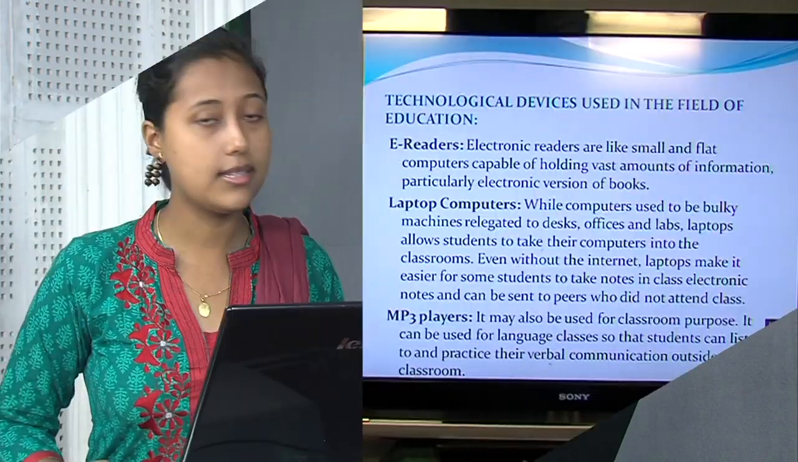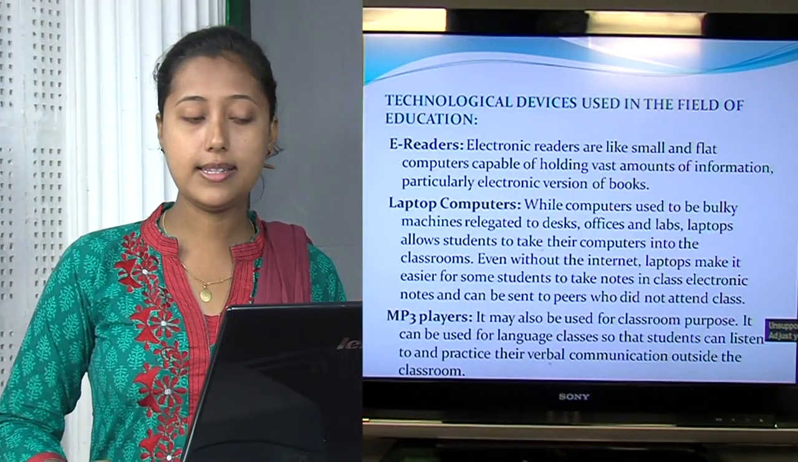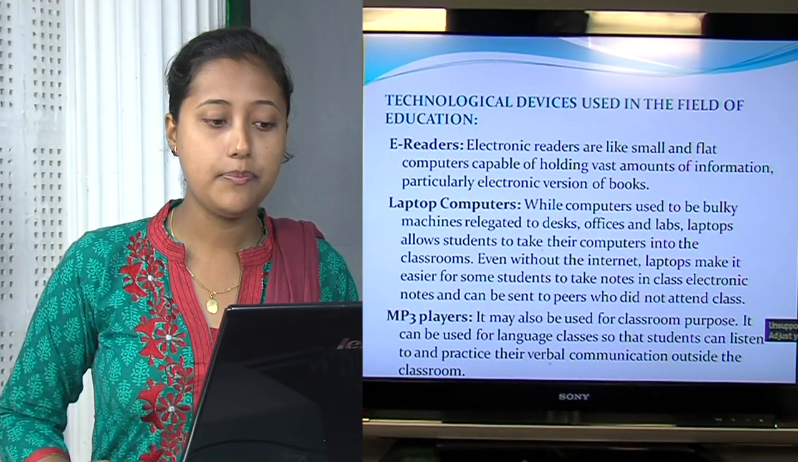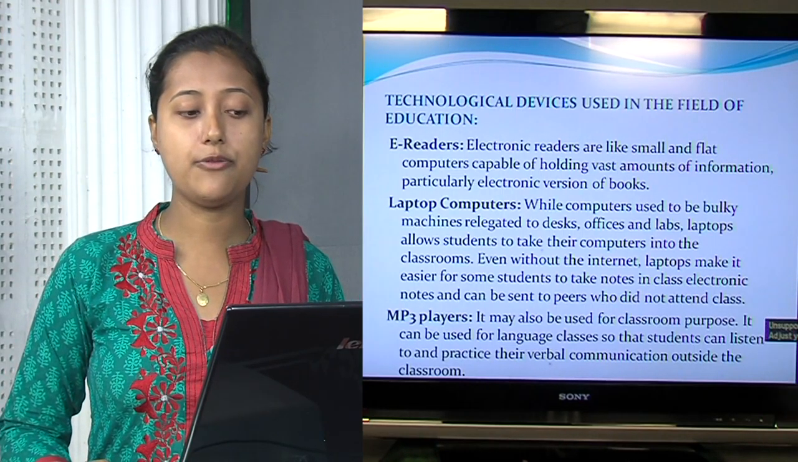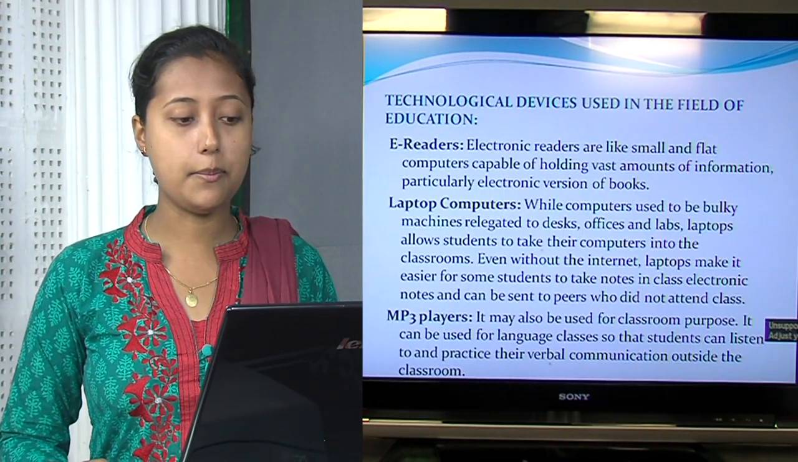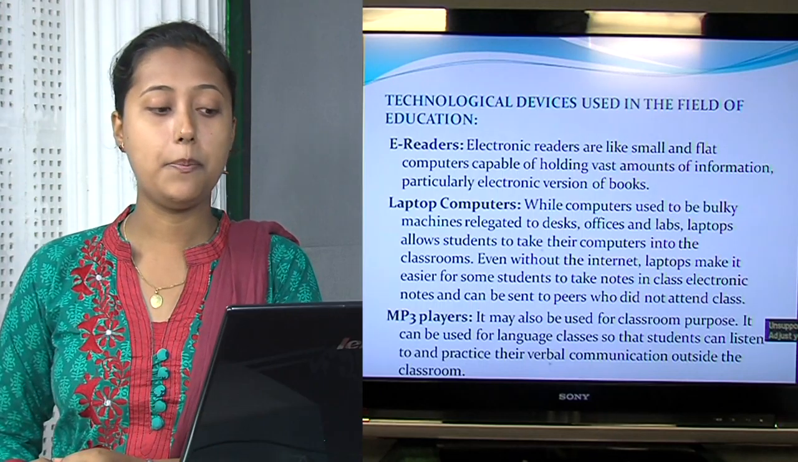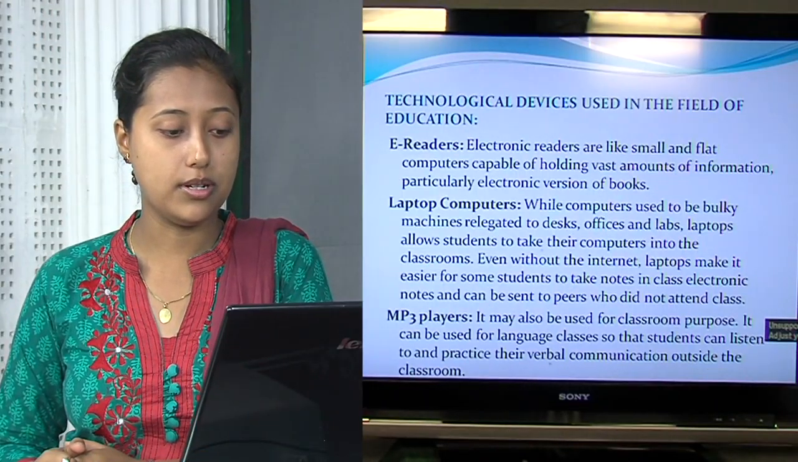So these are the technological devices which are used in all the fields of education, right from primary to higher, and that of distance education too. Firstly, the e-readers. Electronic readers are like small and flat computers capable of holding vast amounts of information, particularly electronic versions of books. Secondly, it's the laptop computers.